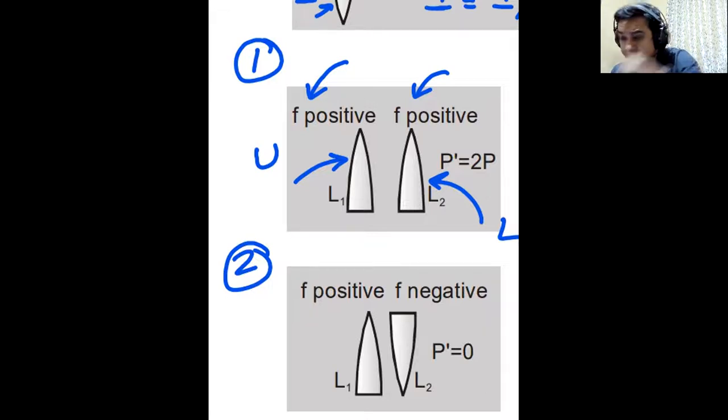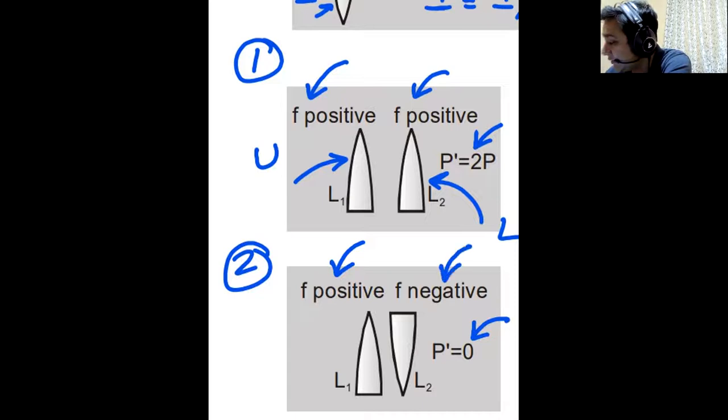Difference between diagram number 1 and diagram number 2. In diagram number 1, what was happening was their powers were getting added. So the total power was becoming 2 times P. But here what is happening, their powers are getting subtracted. One focal length is positive, but the other focal length turns out to be negative. Do we understand this?